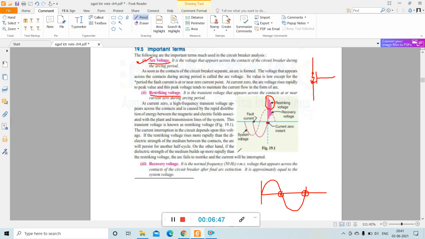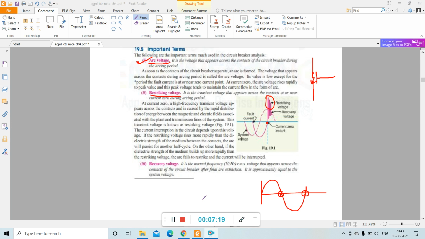Okay, so if the restriking voltage rises more rapidly as compared to the dielectric strength of the medium, that means before the dielectric strength of the medium rises, if the restriking voltage rises more rapidly, then the arc will persist for another half cycle. On the other hand, if the dielectric strength of the medium builds up more rapidly than the restriking voltage, then the arc fails to restrike and the current will be interrupted.